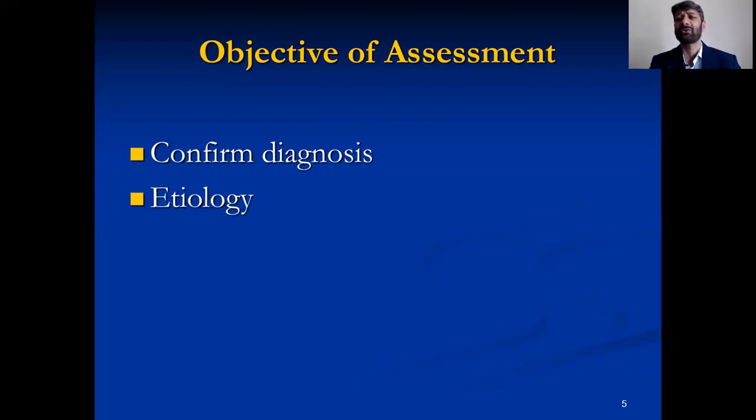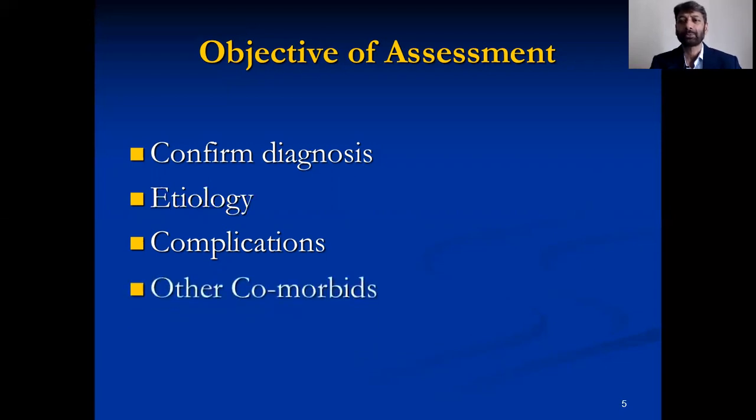Second, always search for etiology. Although 90% of the time it's essential without any cause, 5 to 10% of the time it may have a secondary reason. Once you take care of that, you'll correct the blood pressure of your patient. Third, always assess for complications. We know all the common complications high blood pressure can have, acute or chronic. Fourth, always assess for other comorbidities.